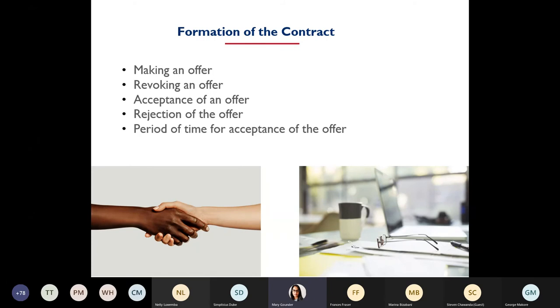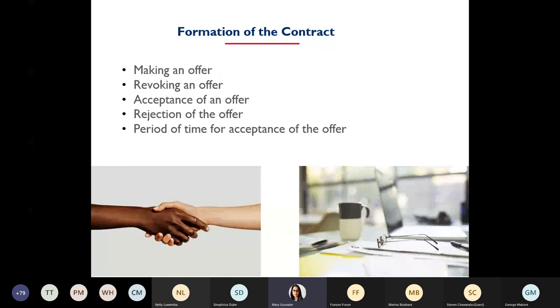It's an email that you may send out. And this offer is basically you telling your potential customers, this is the product I have and this is the price that I want to sell it at. So if you're selling a fridge and you say, okay, the fridge is $500, that is you making an offer of a sale, okay? So that is where your contract starts.